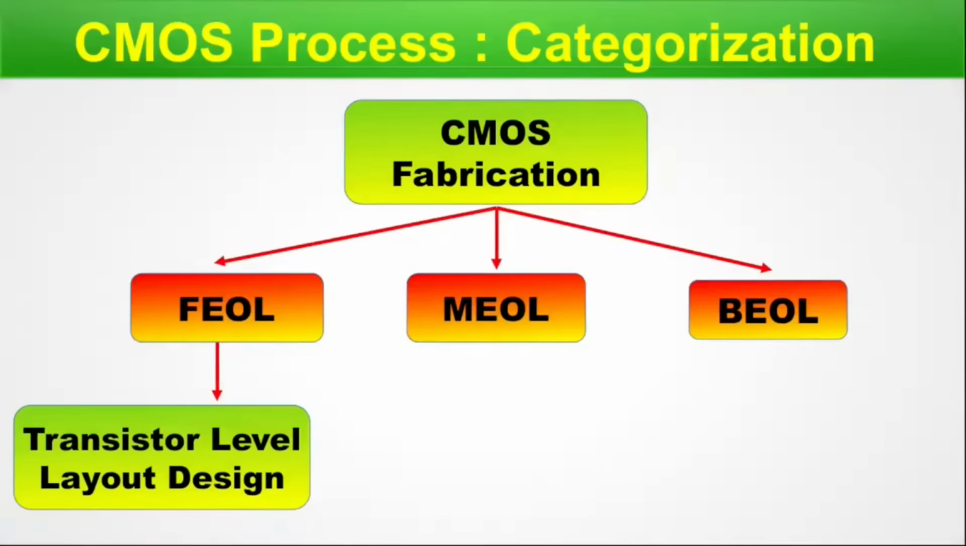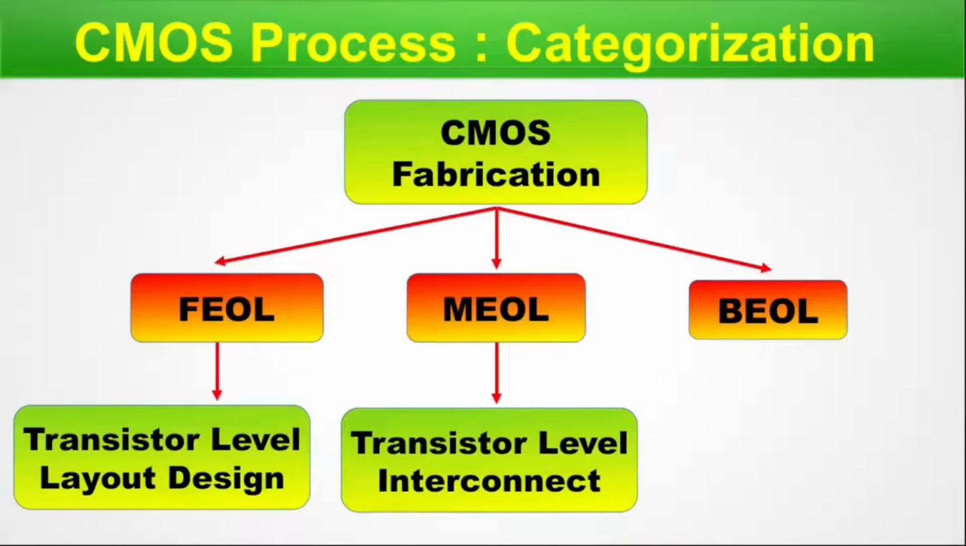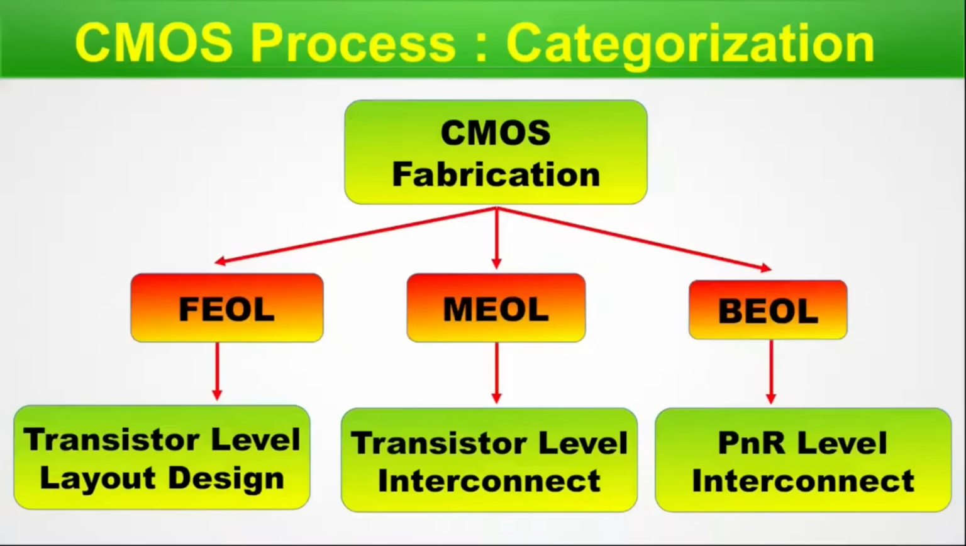In front end of line, we develop the transistor level layout design into the silicon wafer. In middle end of line, we do the transistor level interconnect. Keep it in mind, this level of interconnect is only for the transistor level. And in back end of line, we do the PNR level interconnect. So once your GDS2 is ready, during the actual semiconductor fabrication process, it fits into three parts: FEOL, MEOL and BEOL, according to which the different stages are fabricated or developed. We are done with this particular slide, so let's move on.